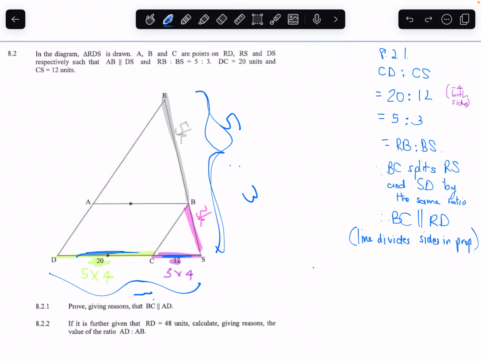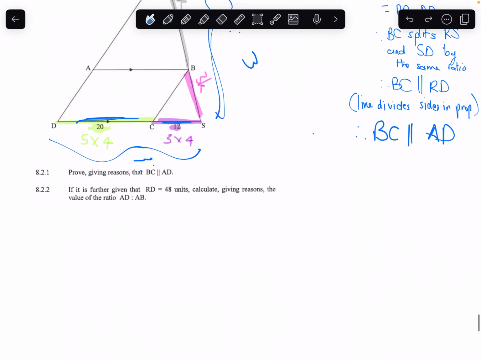I don't think they would punish you if you were to stop here, honestly, because it's pretty straightforward to deduce that if RD is a straight line, A lies on that line, therefore if BC is parallel to this whole line, then it's also parallel to that little segment over there. So that was the little bit I was missing.